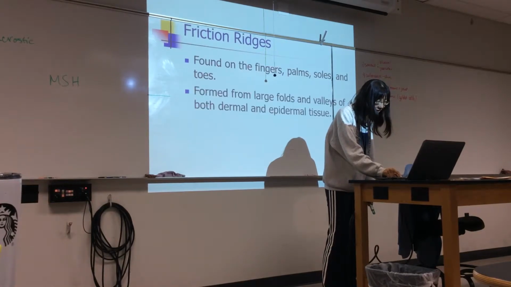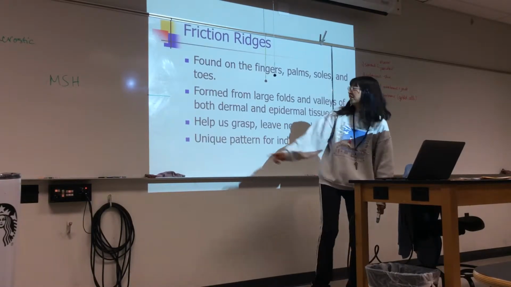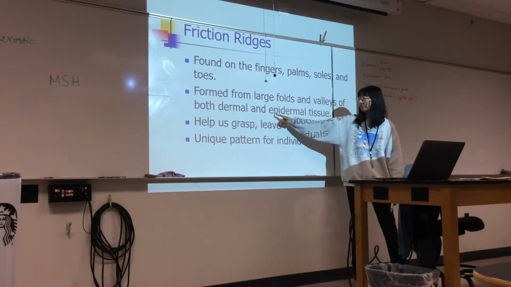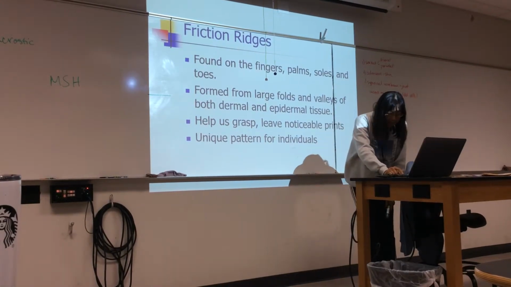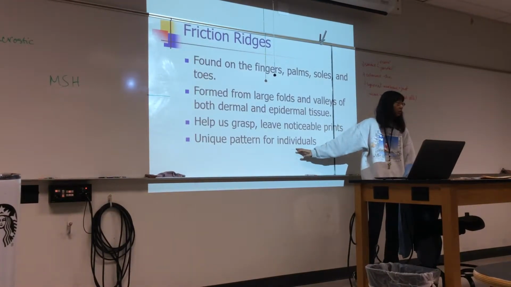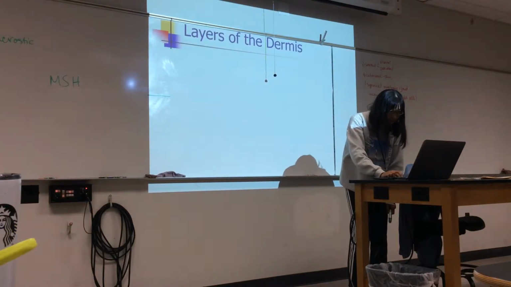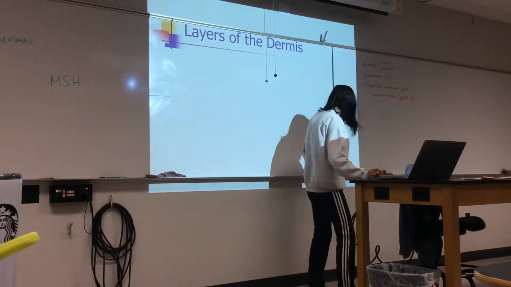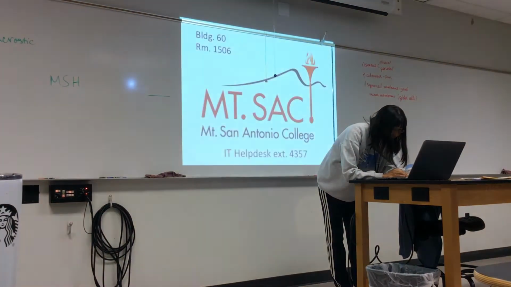Okay, let's go to friction ridges. It's on your finger, palms, soles. Agree? So what is it? These folds between the epidermis and the dermis. And it helps to grasp, like I said, to hold things. And it's unique, as you know, right? Our fingerprints are unique to all of us. Okay, so, oh man, I don't have a picture of a friction ridge. Oh, that's no good. Okay, I'm gonna go Google. Let's Google a friction ridge.